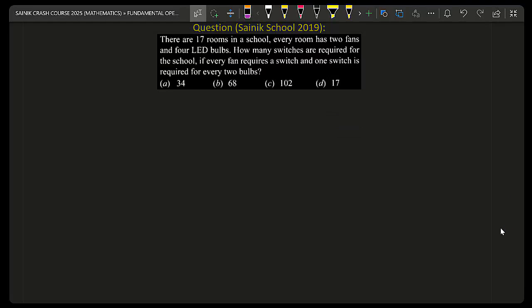Every fan requires how many switches? Okay, sir. Sir, one. One switch, right? Yes, sir. And two bulbs require how many switches? 2. Read the question properly. See, how many switches are required for the school if every fan requires a switch. And you look at this last line. One switch is required for every two bulbs. That means two bulbs require one switch.